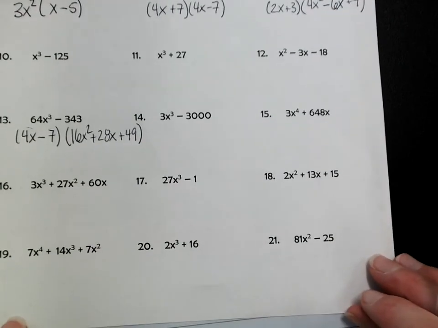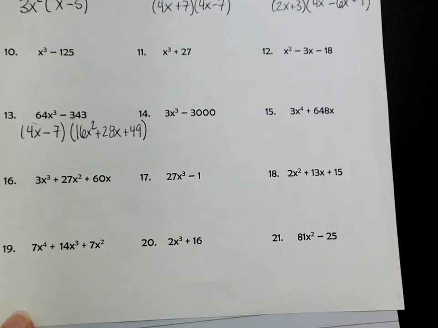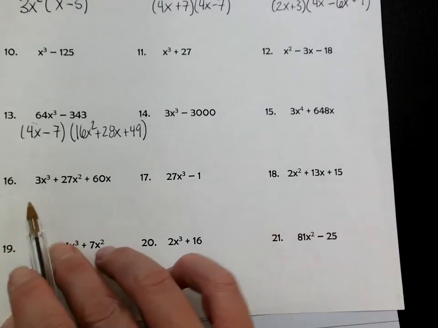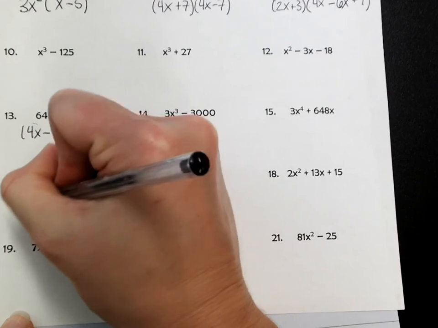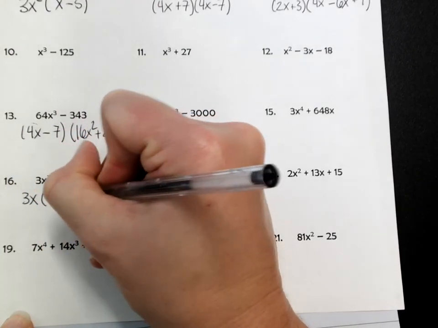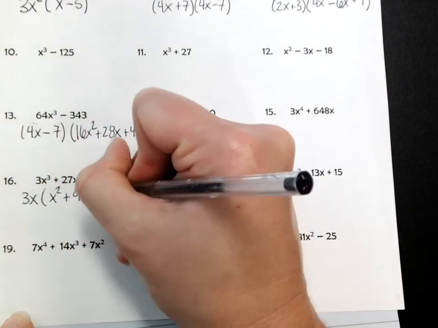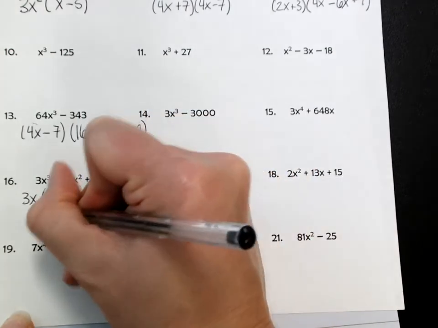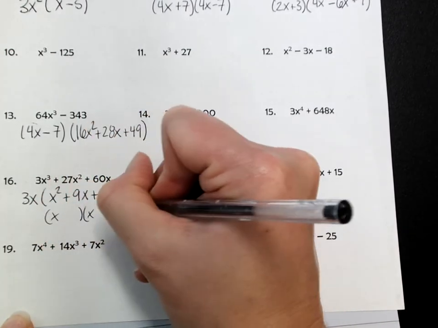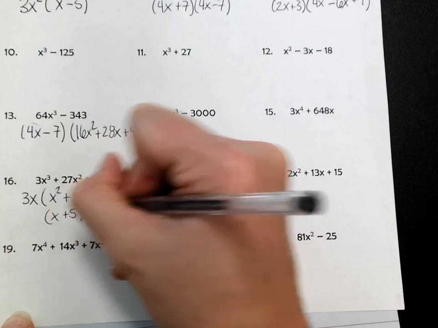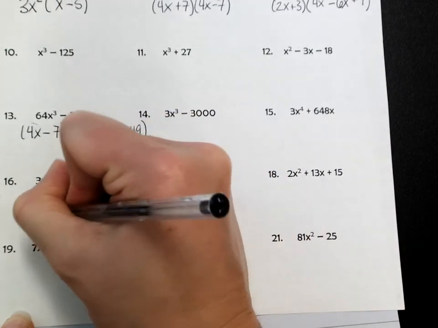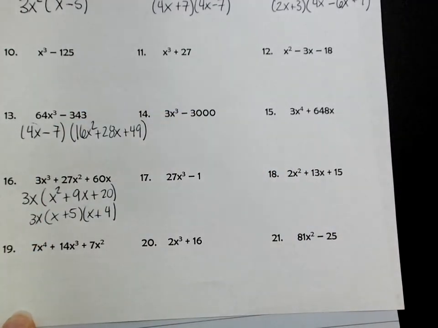What about question 16? That's another x cubed. How do you factor this one? Again, step 1, take out your common factor. When I take out the common factor of 3x, I'm left with x squared plus 9x plus 20. I could actually factor that further. What multiplies to be 20 and adds to be 9? That's 5 and 4. Greatest common factor of 3x stays in front, and that is now completely factored.